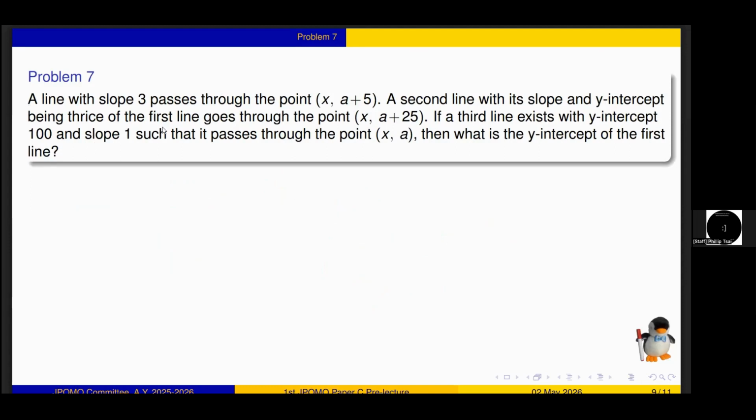A line with slope 3 passes through the point x comma a plus 5. A second line with slope 9 and y-intercept 2b, twice the first line's, passes through the point x comma a plus 25. If a third line exists with y-intercept 100 and slope 1 such that it passes through the point x comma a, then what is the y-intercept of the first line?